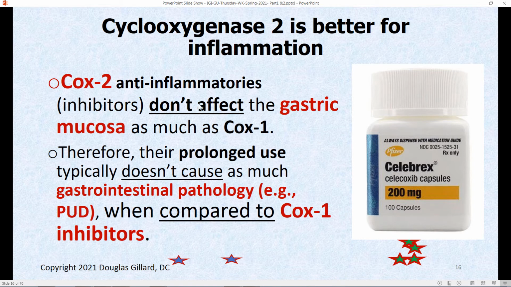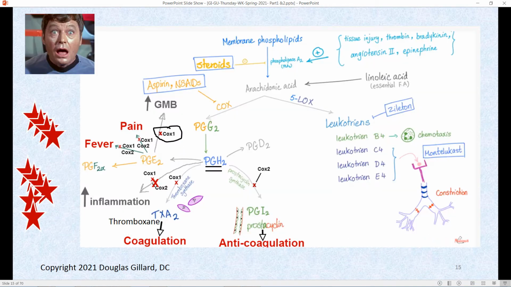But COX-2 has nothing to do with PGE2 with regard to the gastric mucosal barrier, right? So if you take a COX-2 inhibitor, it's not going to inhibit this step. PGE2 is still going to increase the gastric mucosal barrier. It won't be blocked. It'll still reduce pain because it blocks pain. It'll still reduce fever. It'll still reduce inflammation, which is great.